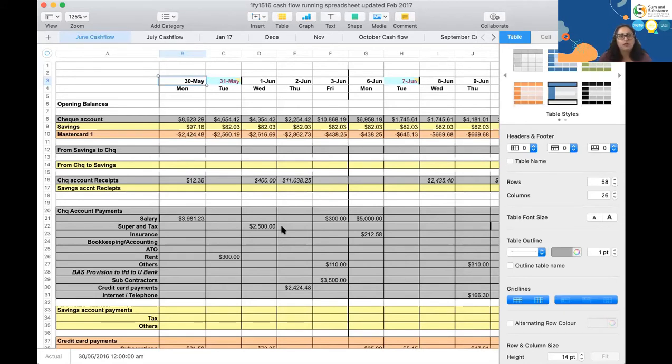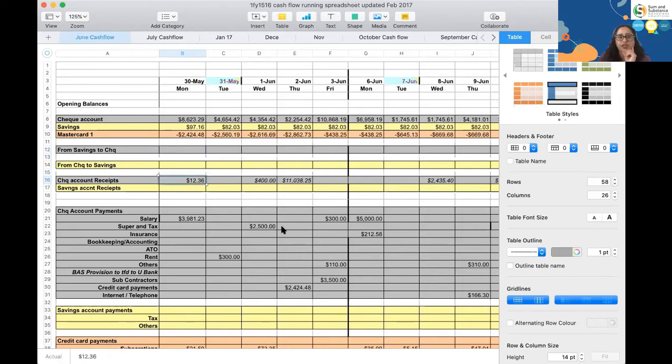What we have been doing is creating this Excel spreadsheet where we have the daily cash flow. At the beginning of the month, we put whatever the opening balance is, say it's May, as of 30th of May. And then we put here the three bank accounts, two bank accounts and a credit card. And this is interbank transfers, if any.